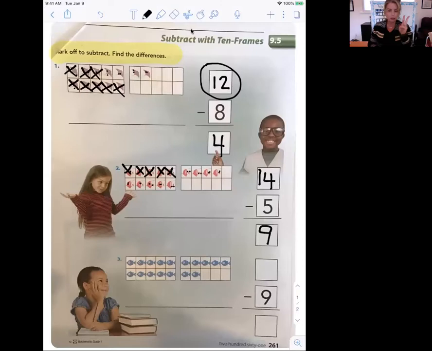Okay, for number 3, why don't you count how many fish are in the 10 frames and write the answer, and then I'm going to show you my answer, and hopefully we're both right. Go ahead, I'm going to give you a minute to get started to count and write your number in the box.